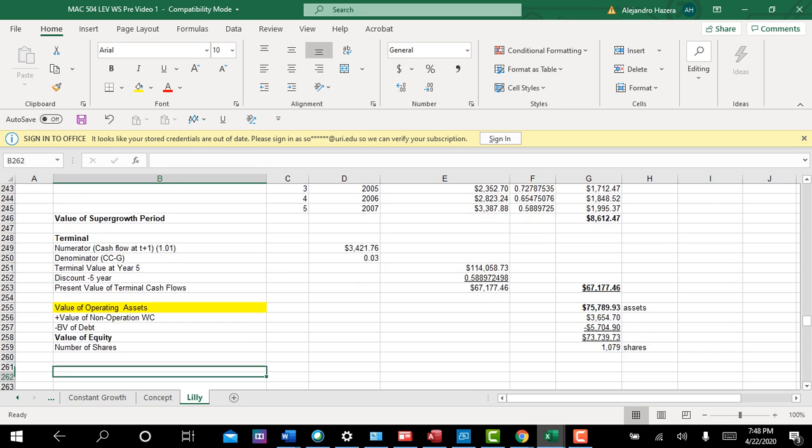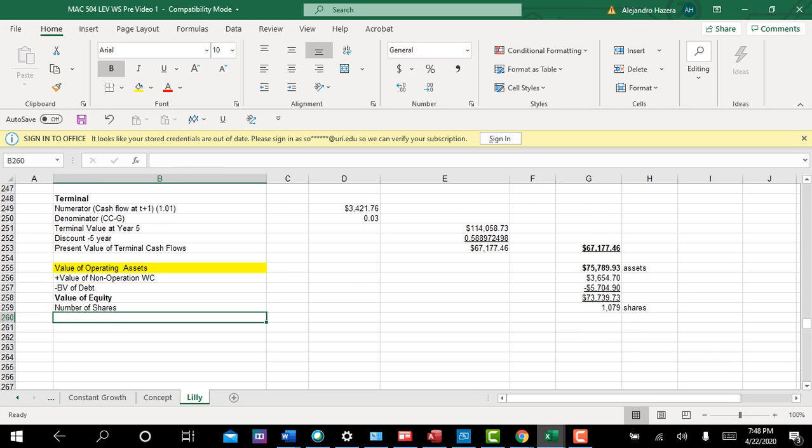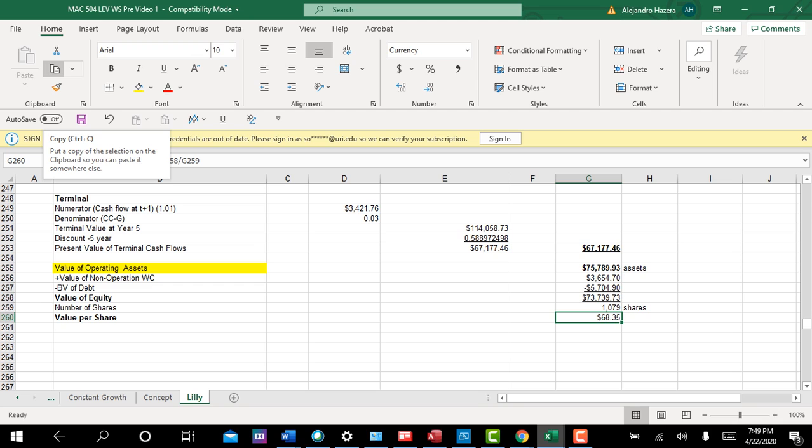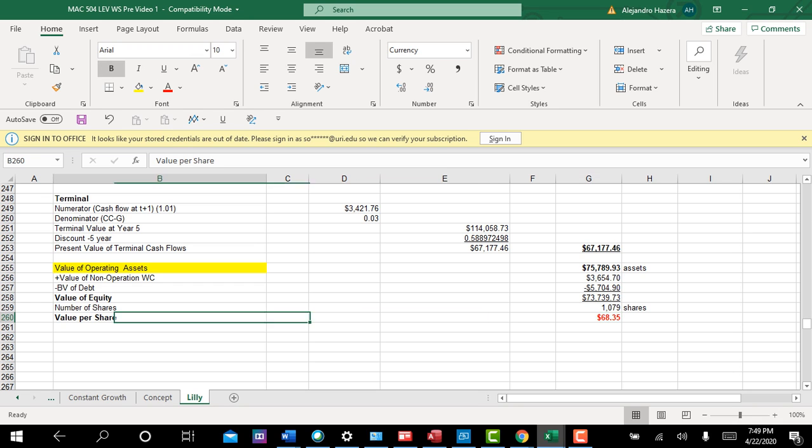And the interesting part of this is going to be comparing the value per share with no growth with the value per share for equity. So your value per share is equal to $73 billion divided by 1,079 shares. Gives you a stock price of about $68.35. I know everybody here was probably in grammar school when I did this example, way back when. But that almost hit the exact price of Lilly at that time.